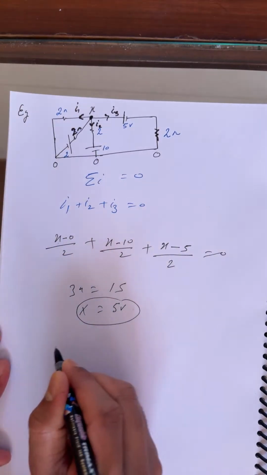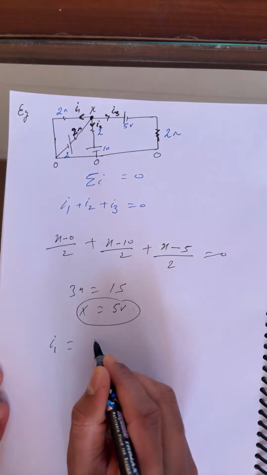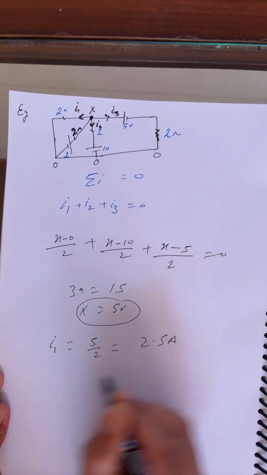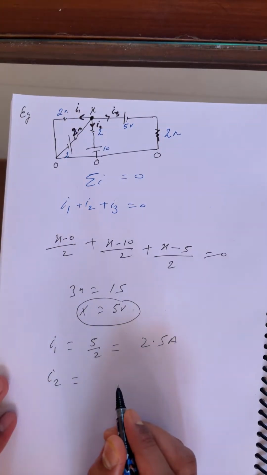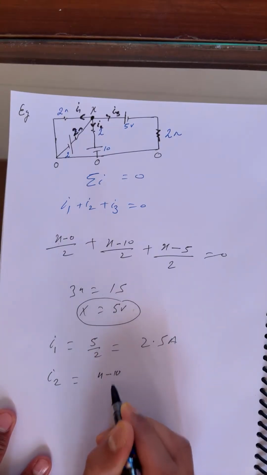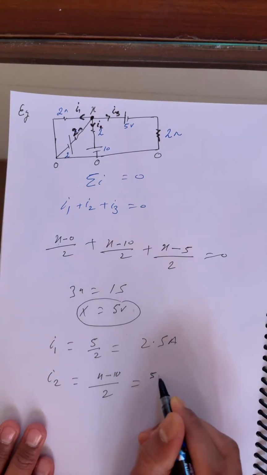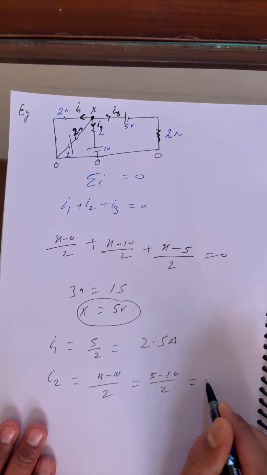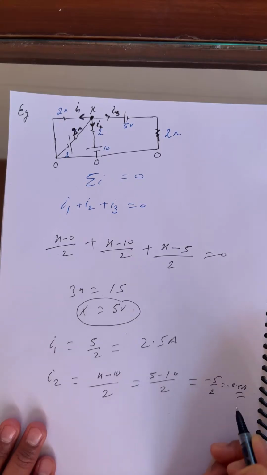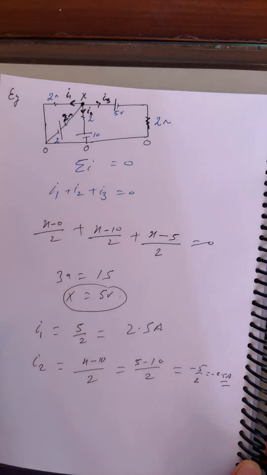Simply, we can now find I1 and I2. So I1 is V, which is 5, 5 upon 2, which is 2.5 ampere. I2 is going through this one. So I2 is x minus 10 upon 2. x is 5, so 5 minus 10 upon 2, which is minus 5 by 2, equal to minus 2.5 ampere.